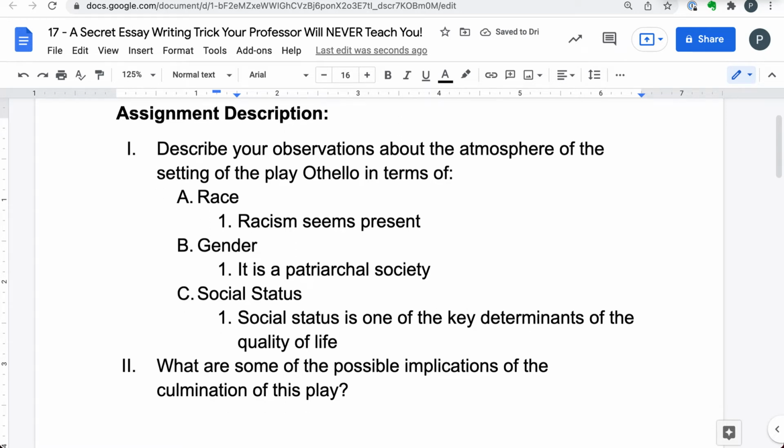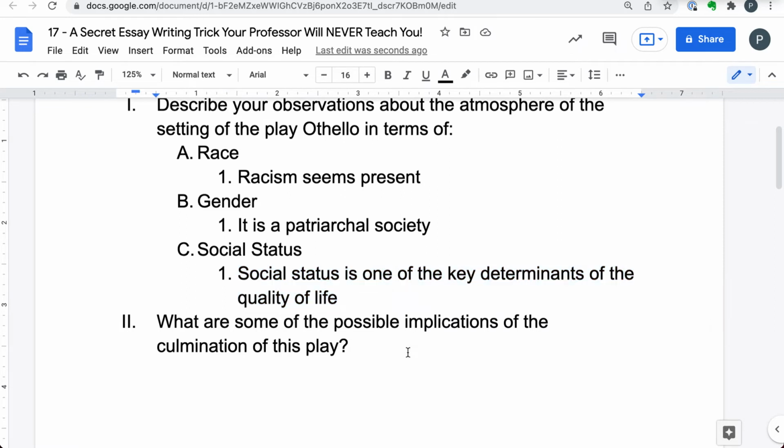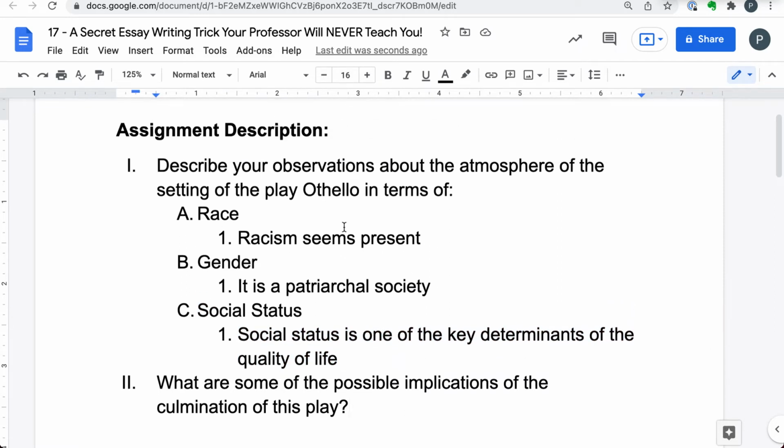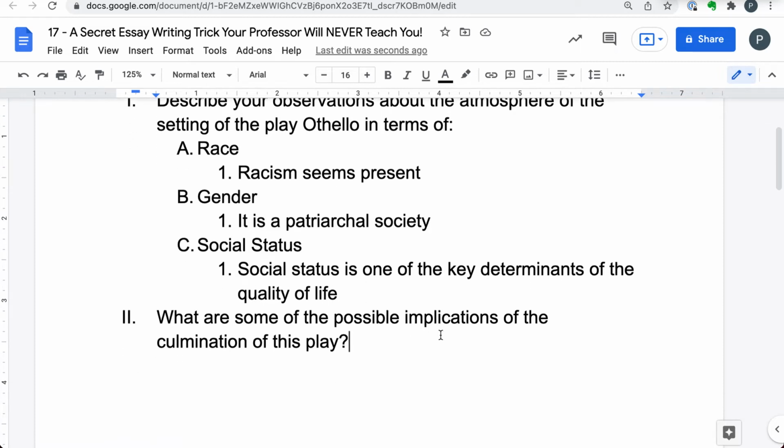Let's just put it that way. It's not really a very good statement, okay, but it doesn't really matter. All that matters is that I already know how to structure this essay. Now, what are some of the possible implications of the culmination of the play?